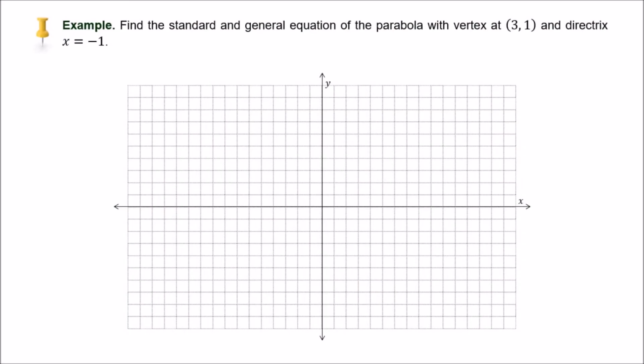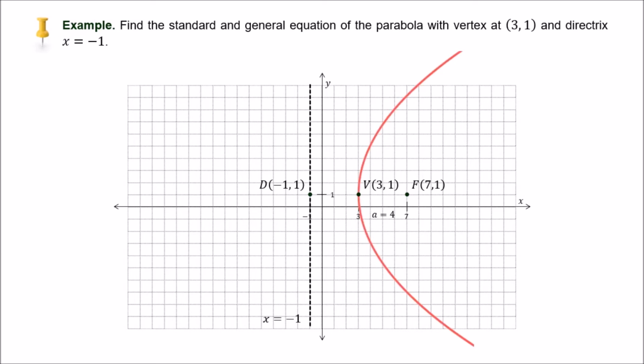Find the standard and general equation of the parabola with vertex at 3, 1 and directrix x equals negative 1. Let's try to draw what is being described in the problem. It is said that the vertex is at point 3, 1 and the line of the directrix has the equation x equals negative 1. Therefore, we can see from the figure that the distance from point D to point V would be 4 units, which means that the value of a is also equal to 4. From here, we can now derive the standard equation.